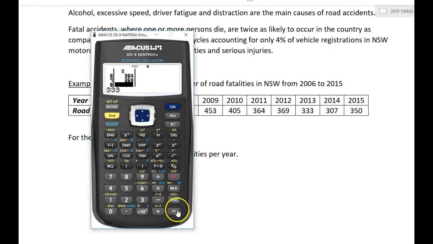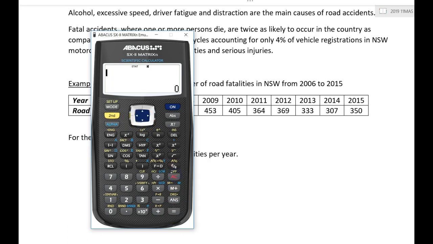333, 307, and 350. There we are. I've got 10 scores in here, right? You can see up to the 10. There's space there for the 11th, but I'm not going to use it. I can use my arrows to have a quick scan through those, and they look pretty good to me.